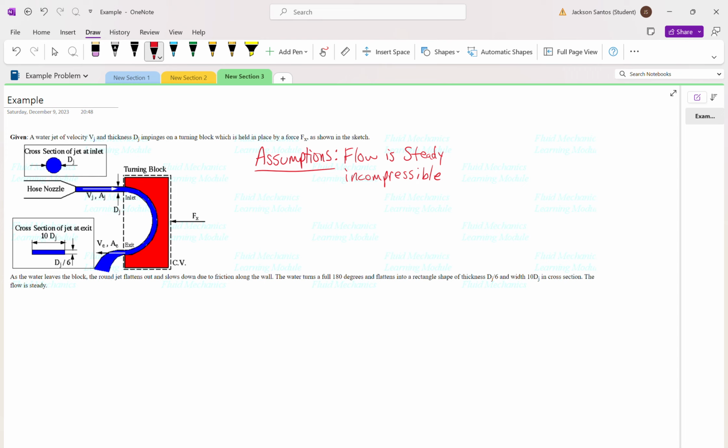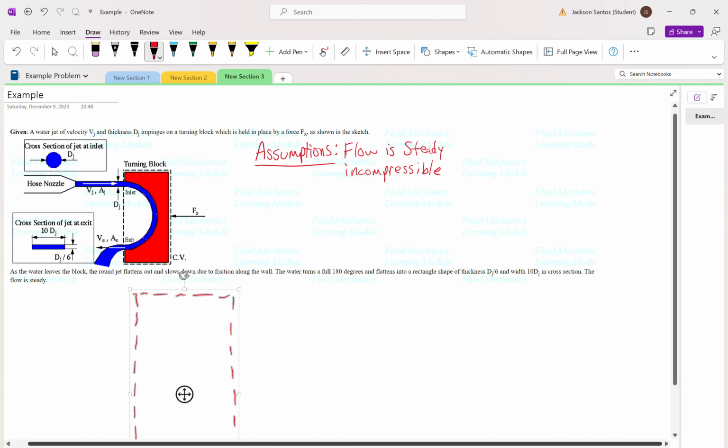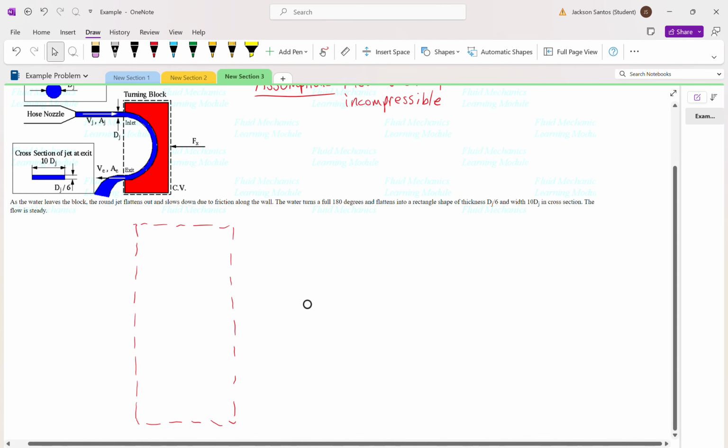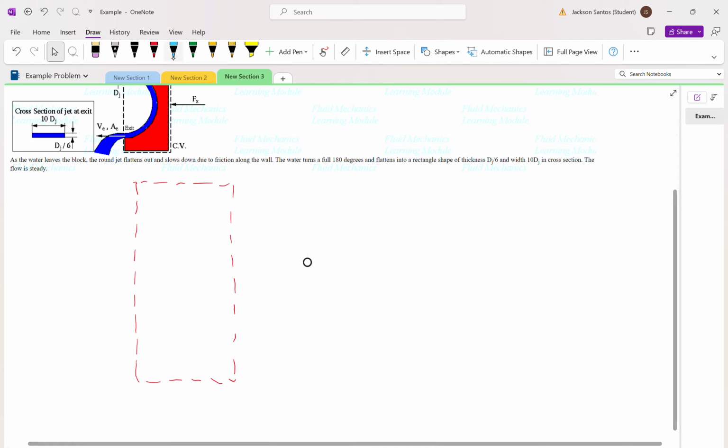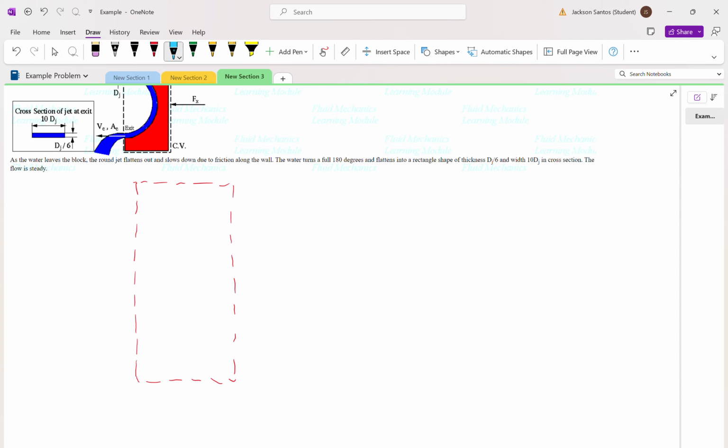So next, it's already drawn out here for us, but I'm going to go ahead and draw it as well: we're going to identify our control volume. The control volume that we're going to use goes around the entire block, as you can see here, and it's also going to make sure to include the inlet of water and the outlet of water. That's very important. So to bring that down here so we can see it a little better, it's going to look like this.